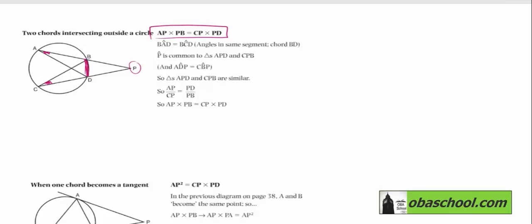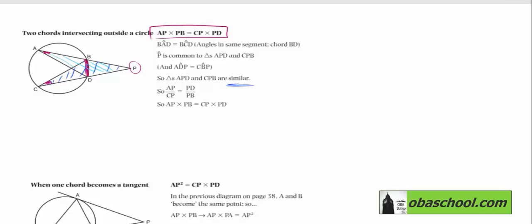Now moving on to P. P is common to both triangles APD and CPB. It is a common angle between both of these triangles, and so as you can see here, it is part of this triangle and also part of the other triangle, which is down here. And, of course, ADP is equal to CBP.